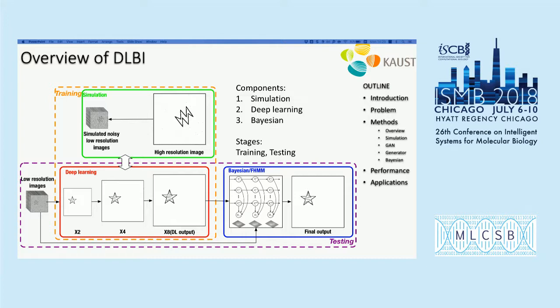During the training stage, the simulation module would be used to generate those simulated data to train a working deep learning model. And during the testing stage, that is, when we want to reconstruct the super resolution image from those low resolution images, both the deep learning module and the Bayesian inference module are used. So those low resolution images would first be input to the deep learning module to get the deep learning output. And then the deep learning output will serve as a prior, and together with the low resolution images is fed to the Bayesian inference module to get the final output. So let's break down those three modules in detail.